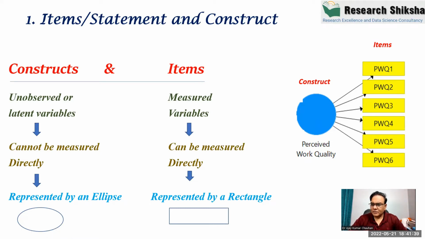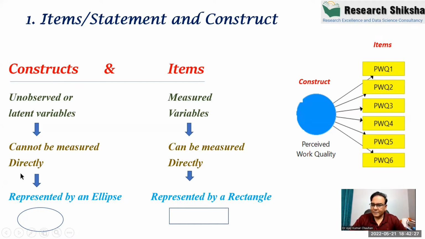In PLS, we have many constructs. We can analyze the relationship between these constructs. Some of the relationships are direct relationship, moderating relationship, mediating relationship. So there are different kinds of relationships which we can study with the help of this PLS software. The constructs are also known as latent variables, unobserved variables. Why are they latent variables? Because they cannot be measured directly, like service quality, brand loyalty. All these are the latent constructs.